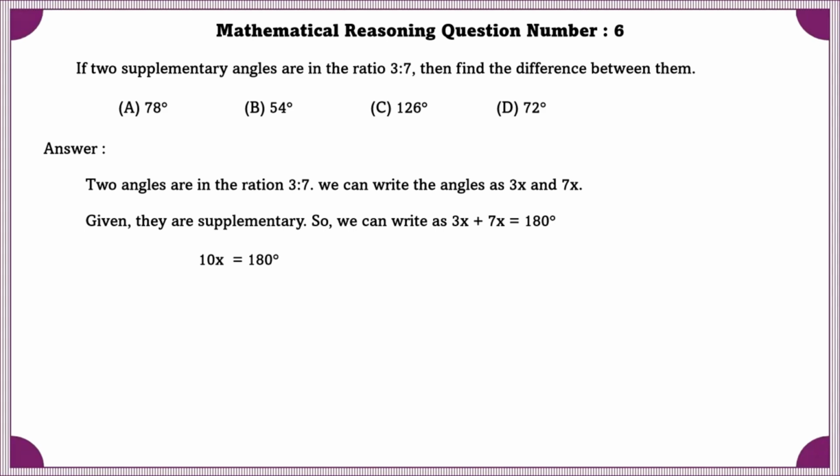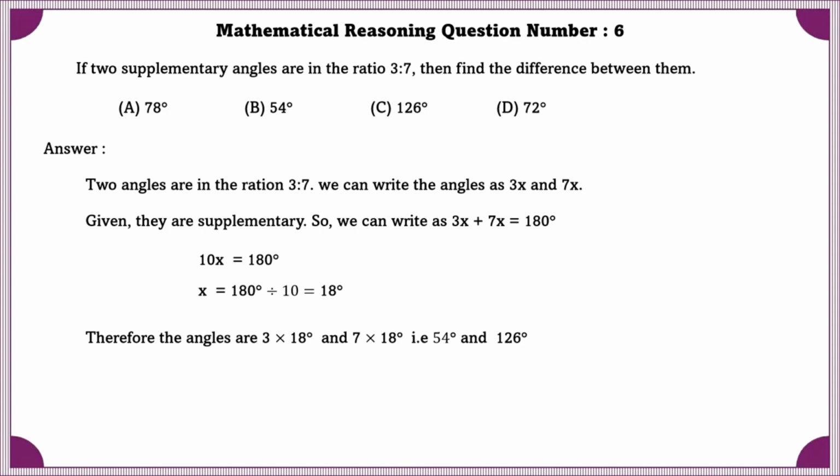So simplifying, we will get x as 18 degrees. Since the first angle is 3x, we have to multiply 3 into 18, and since the second angle is 7x, we have to multiply 7 into 18. So we will get 54 degrees and 126 degrees respectively. They have asked the difference between them. Subtracting, we will get 72 degrees.